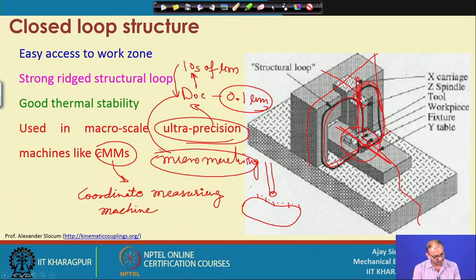So, when you are working with a very small depth of cut or small feature machining, at that time more stability is required. So, ultra precision machines are also very stiff in terms of the movement or in terms of the machining characteristics. So, that is very important.